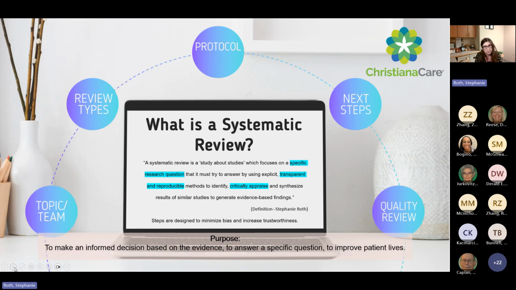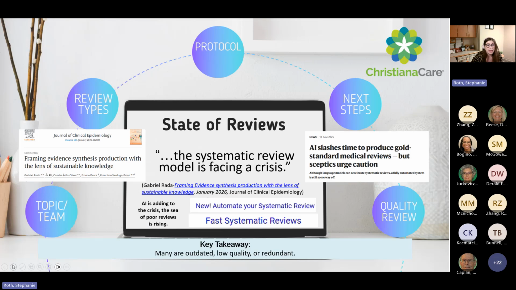So this is what healthcare decisions are based upon, the evidence. So how do you get the evidence? Well, you have people doing systematic reviews to try to answer, what is the evidence? So when we say evidence-based, we should be looking at systematic reviews too. But the problem that I mentioned earlier is that we are in a crisis. The state of the systematic review model is not really working the way that it was designed to work.